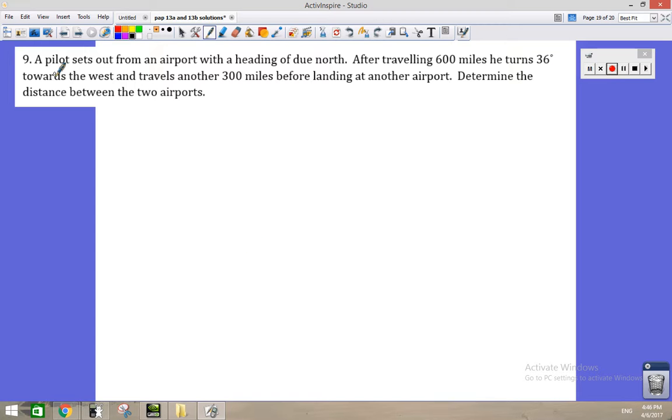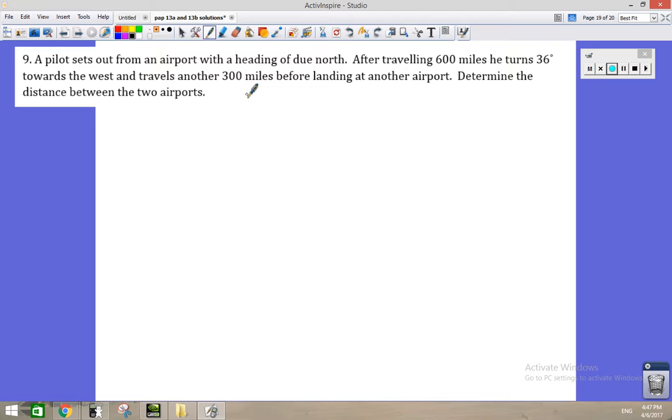We have a pilot that sets out from an airport with a heading of due north. After traveling 600 miles, he turns 36 degrees towards the west and travels another 300 miles before landing at another airport. Determine the distance between the two airports.